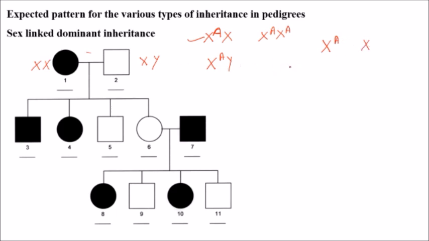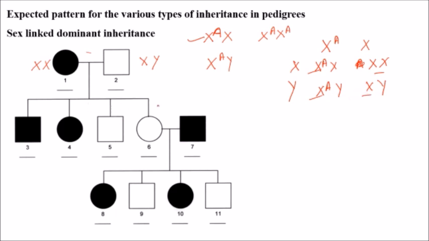In that case, when she meets a normal male, what will be the types of offspring here? XAX, XAY, and XY. Now here we have seen that of the two females, one is affected and one is normal. Likewise here, one of the males is affected and the other male is unaffected.